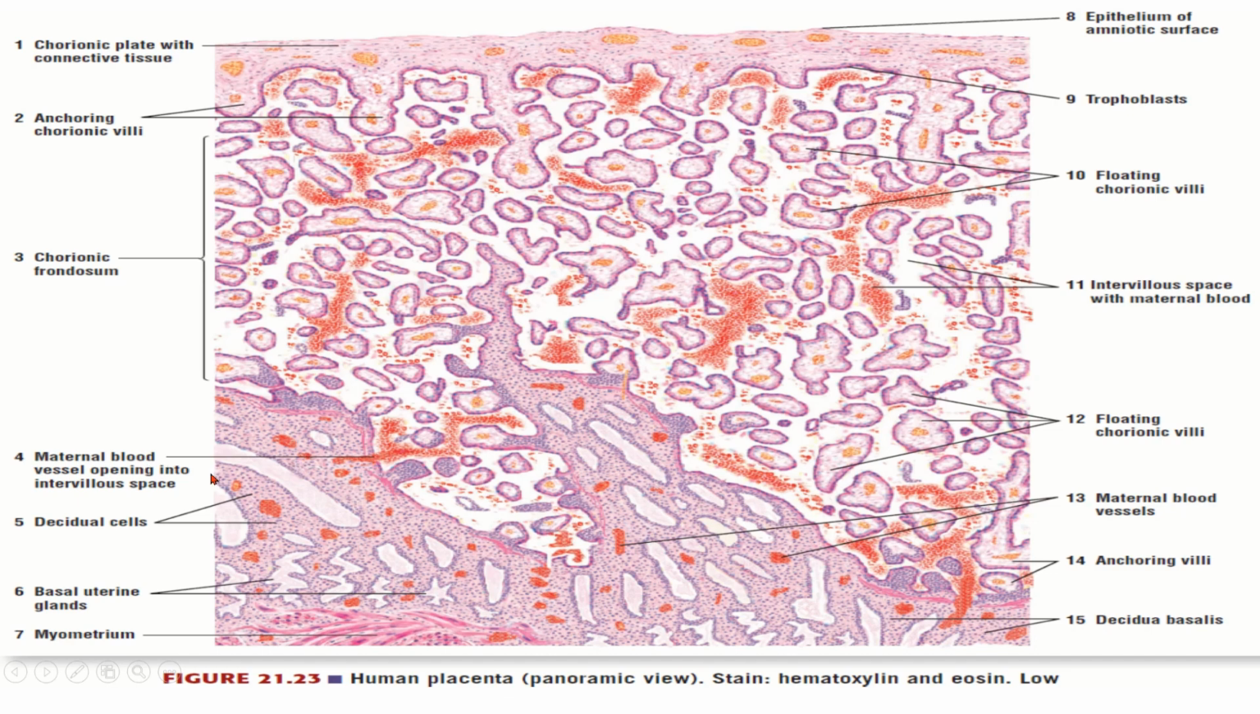This is the maternal blood vessels opening into the intervillous space. These are the decidual cells. These are the basal uterine glands. This is the myometrium. These are the anchoring villi. This is the decidua basalis. These are the maternal blood vessels.